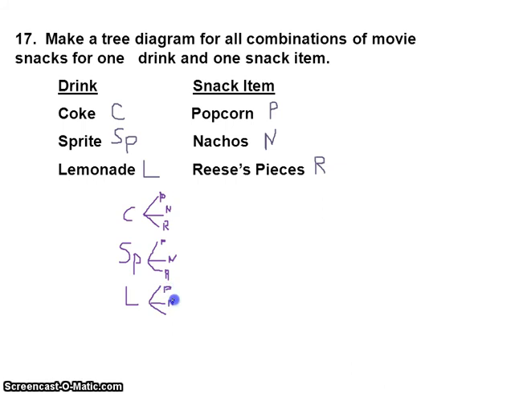popcorn, nachos, and Reese's. So those are my total outcomes, and you would read that this way: Coke and popcorn, Coke and nachos, Coke and Reese's, and you do the others that way as well.